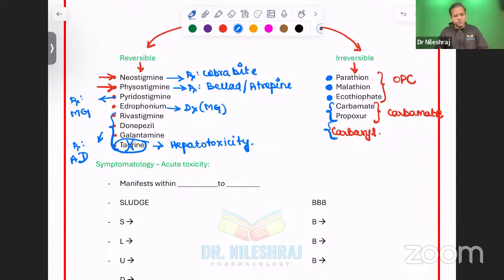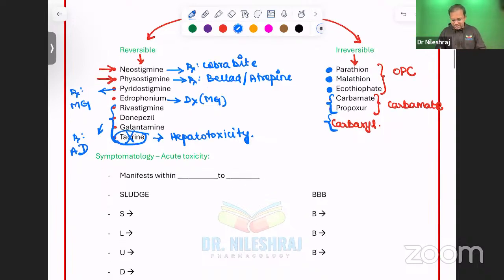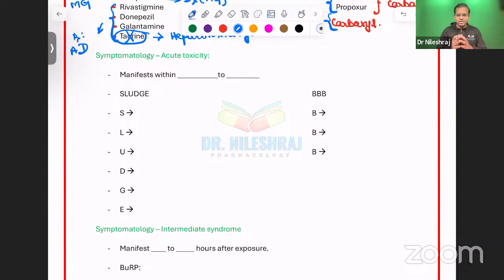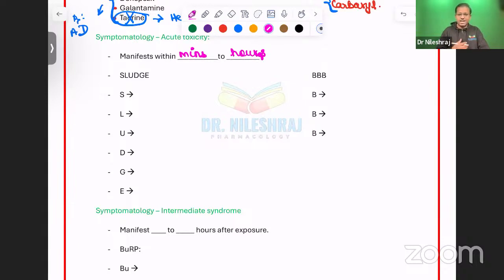Now let's move on further. Organophosphorus compounds were very commonly used previously, but now they have been largely replaced with newer, less toxic agents. But anyhow, any farmer may get exposed to OPCs, either accidentally or suicidally. If a patient comes with organophosphorus compound overdose, what symptomatology can be expected? As you can see in the workbook, there is acute toxicity and intermediate toxicity. Acute toxicity manifests within minutes to hours of ingestion.